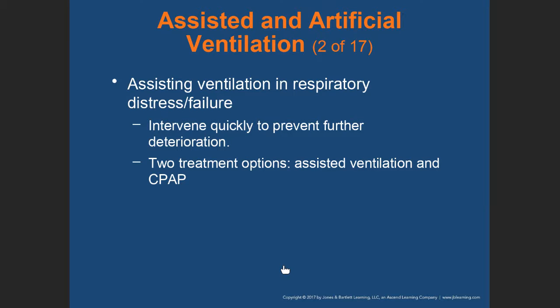And this is where students start to have trouble. This is where EMTs start to have problems in the field. Distress, failure, and arrest: failure and arrest are very easy to identify in a patient. Distress, though, a patient in distress can present three ways. They can be in mild respiratory distress, moderate respiratory distress, or severe respiratory distress.